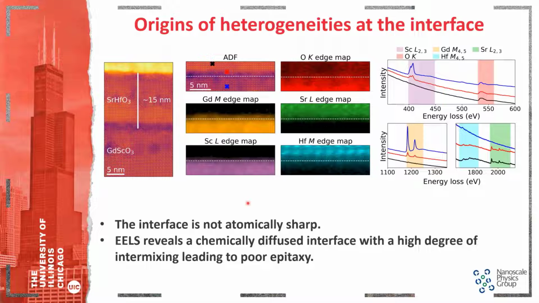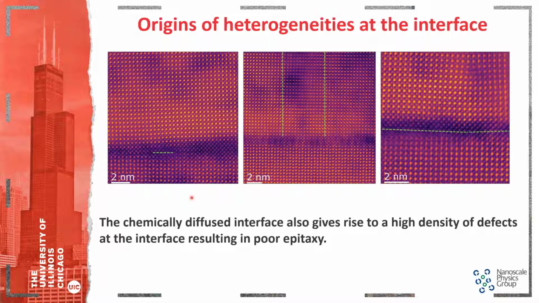On top of this chemical diffusion, we also see the resulting behavior in the structure of the film. Here, for example, we see the formation of dislocations, marked here, and we also see different crystalline domains corresponding to different structures of the film, because the epitaxy is not homogeneous. So the film can now grow into its energetically competing phases.